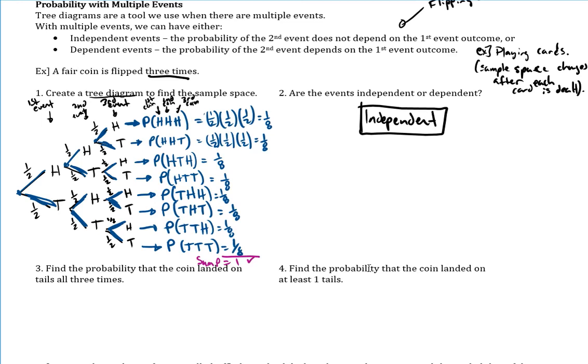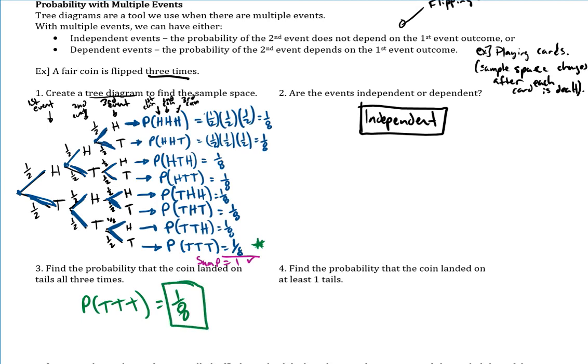Let's see these other questions. Okay, so for number 3, find the probability that the coin landed on tails all 3 times. Okay, well I'm just going to mark it in green. That's this one. So that's why it's all nice and marked. I'm all done. It's 1/8. Okay, moving on. So that's our final answer.